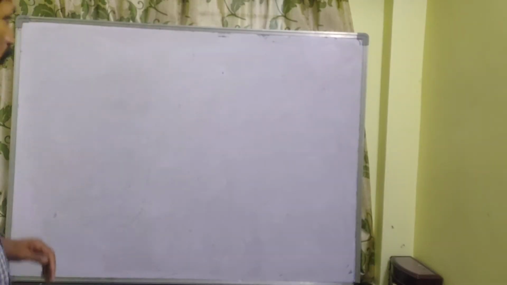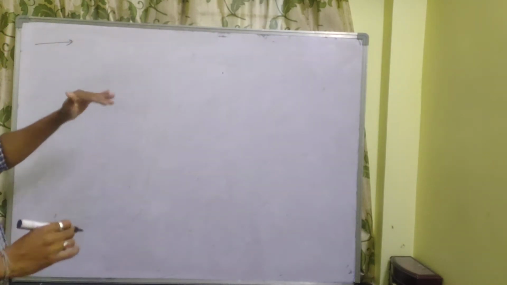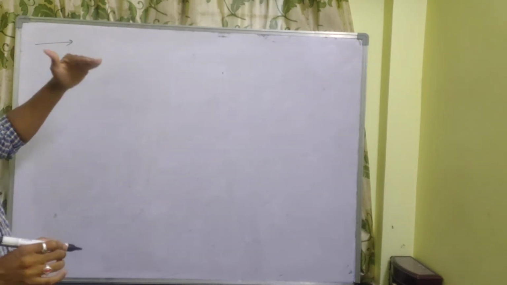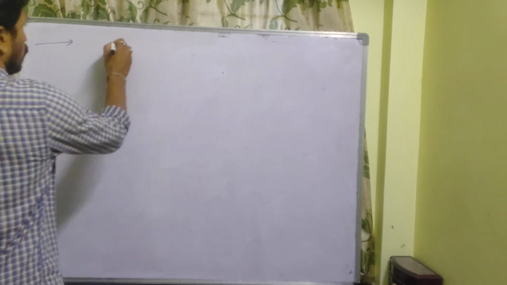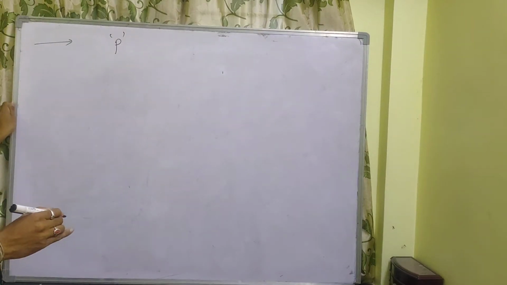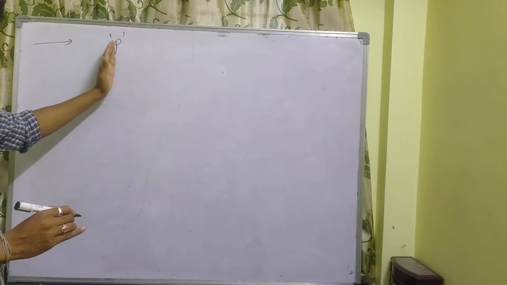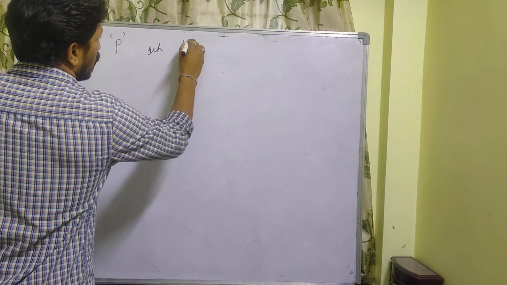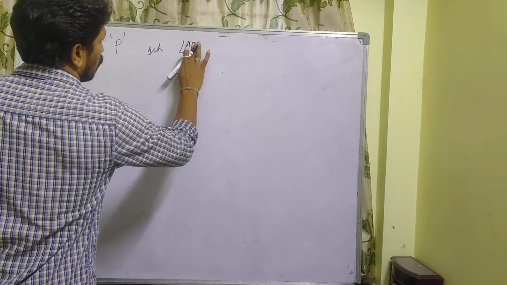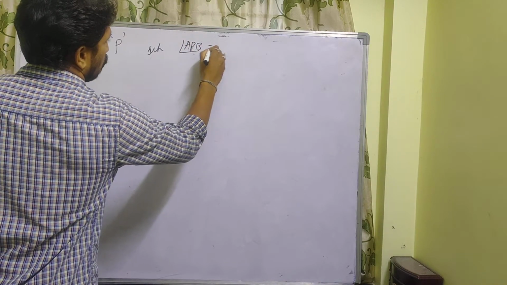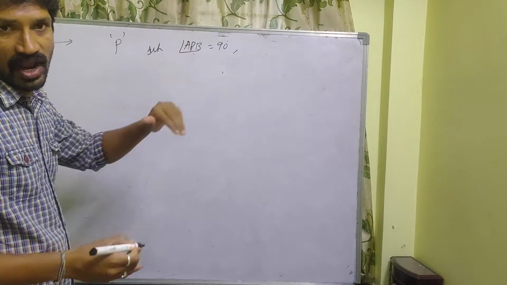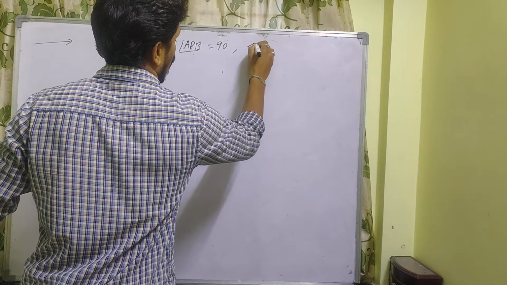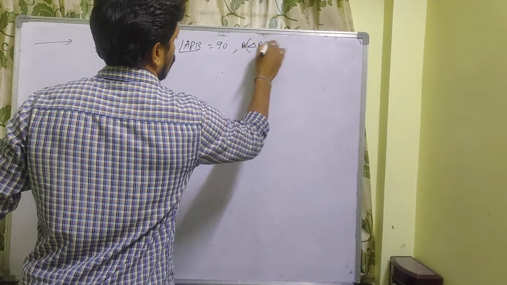Next concept is very, very important. Number of positions, or number of possible points of P. Okay, P is any point. Number of such points P such that angle APB is equal to 90 degrees, and the area of triangle APB is equal to some K.